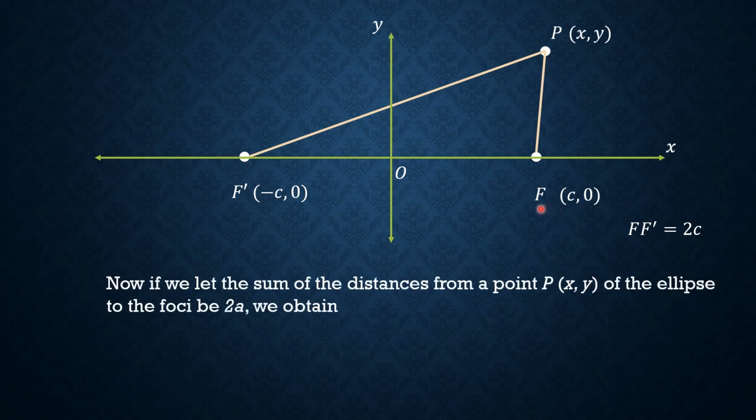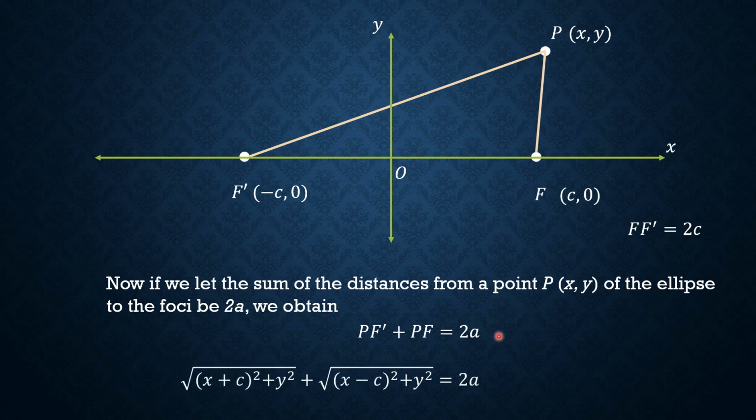Now, if we let the sum of the distances from point P with coordinates (x, y) of the ellipse to the foci be 2a, we obtain PF prime plus PF is equal to 2a. Hence, using the formula for distance between 2 points, we will have the square root of (x minus negative c) squared plus (y minus 0), or y squared, plus the square root of (x minus c) squared plus (y minus 0), or y squared, equals 2a.